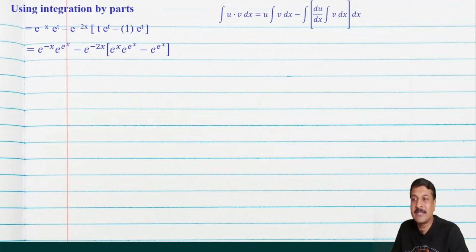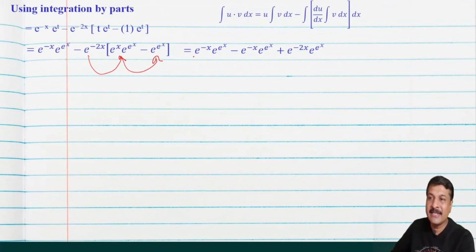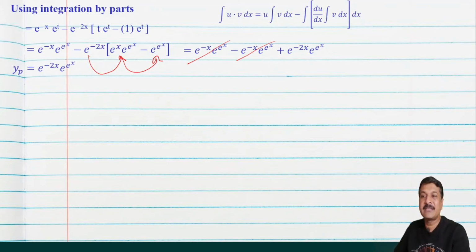Simplifying this, e raised to minus 2x inside, I get e raised to minus x, e raised to x as it is, and minus e raised to minus x, e raised to x plus e raised to minus 2x, e raised to x. Note that these two cancel, plus and minus, and that is why your yp is simply e raised to minus 2x into e raised to x. Now collect the CF and PI.